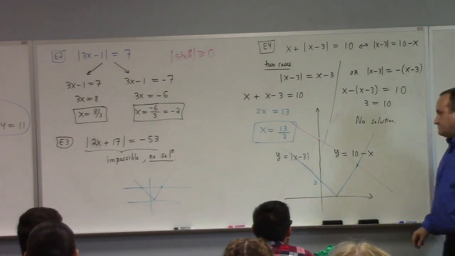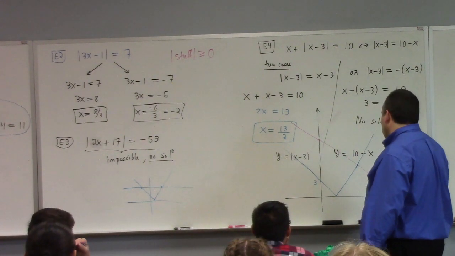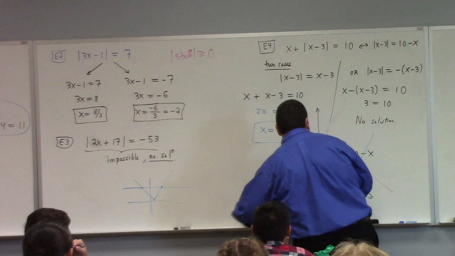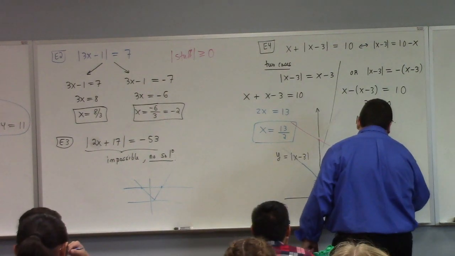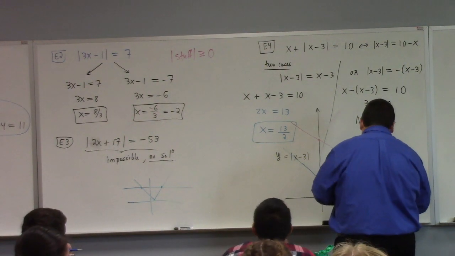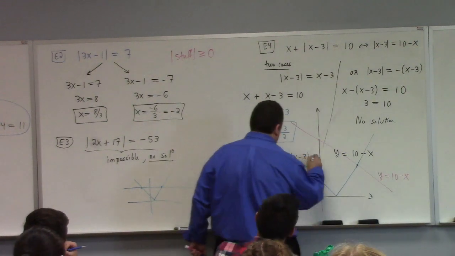Yes, sir? Can you explain what both the blue and magenta lines represent again? Oh, yeah, my bad. This is y equals 10 minus x. The blue, the hideous Carolina blue, is this guy right here.